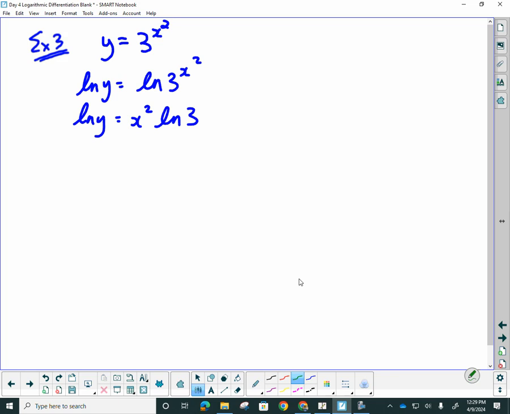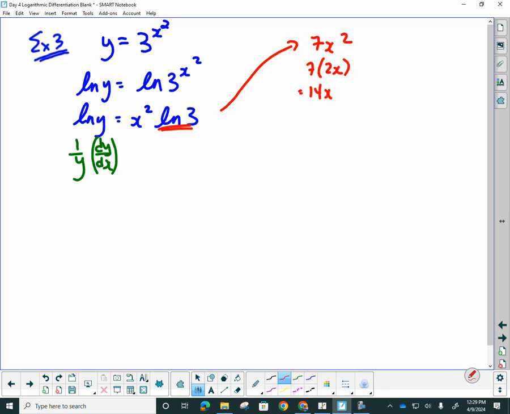The derivative of ln y is 1 over y, but we're differentiating with respect to x, so we need the dy by dx. This is similar to the question we had before. Remember that ln 3 is just a number. So you can imagine if this was 7x squared, then the derivative of that would be 7 times 2x, or 14x. But it's not a 7, it's ln 3 times x squared. But it's still just a number, just like 7.